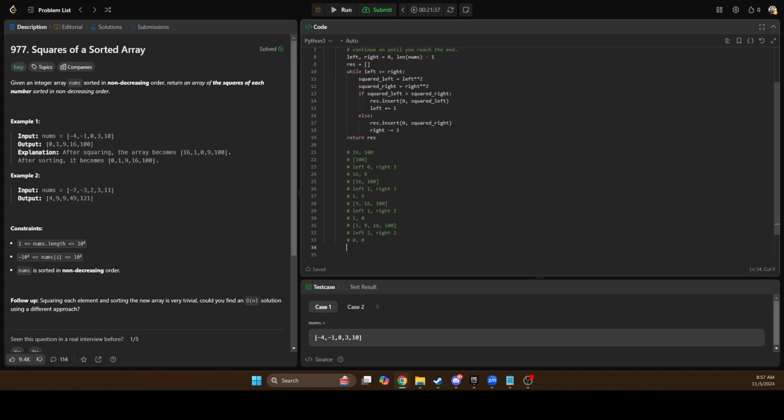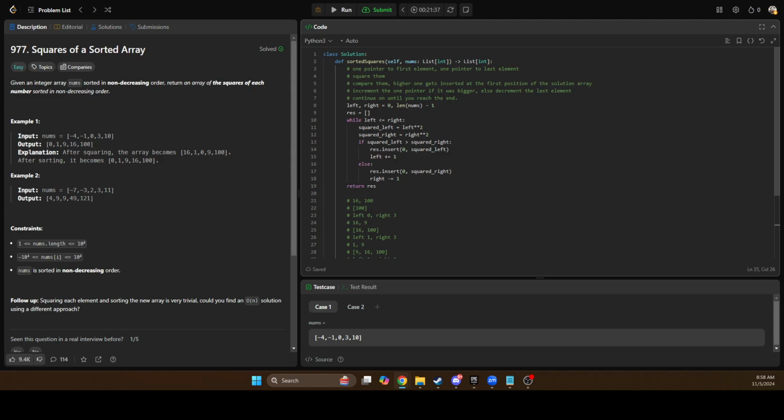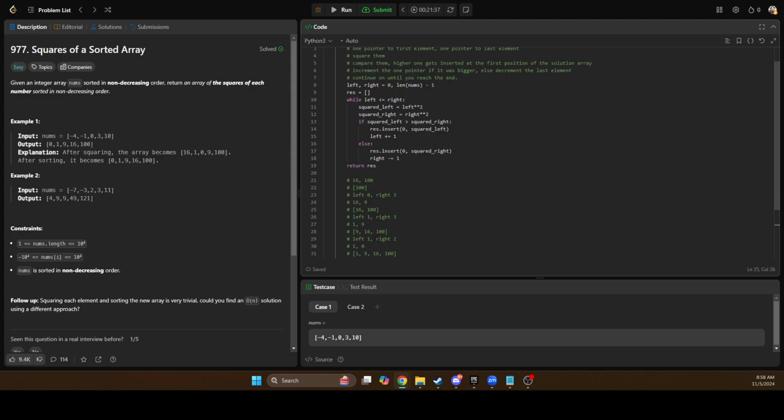Okay, sorry. So left 2, right 2. It doesn't matter which one, but in the code that we have, if it's anything else, it's going to be the 0. The right one is going to decrement and be inserted. So now we have 0, 1, 9, 16, 100. Left is now at 2, right is now at 1, and that is when our while loop terminates and we return the res. Now, one question, does this work if it's going to be 0?